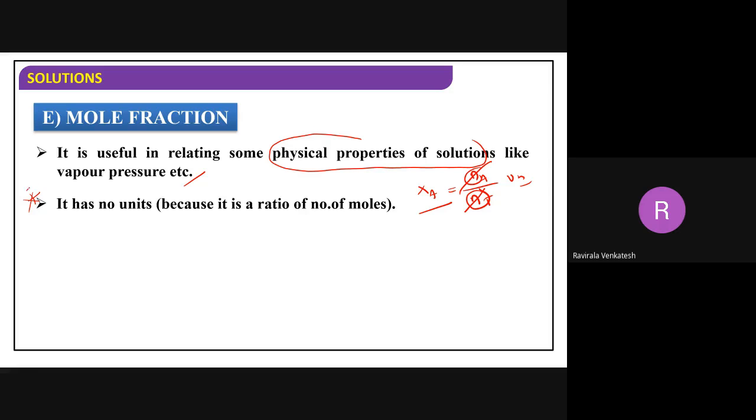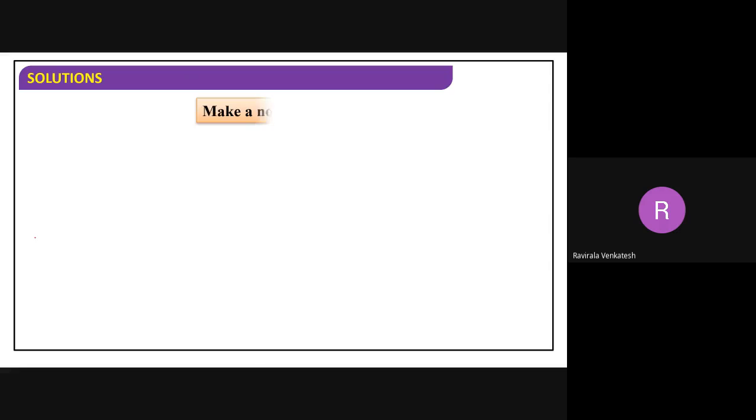Very important point. True statement, false statement questions will come here. It has no units: mole fraction. It is independent of temperature. Why? Because see what the formula for mole is. Mole is equal to mass by molar mass. Mass is of the solid, and molar mass is from the molecular formula. So when you increase the temperature, does the solid's mass change? No. So remember this: it is independent of temperature. It is also very important for us.